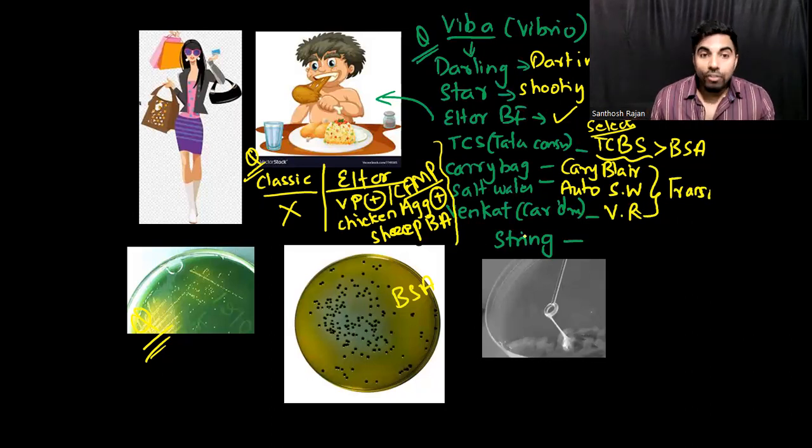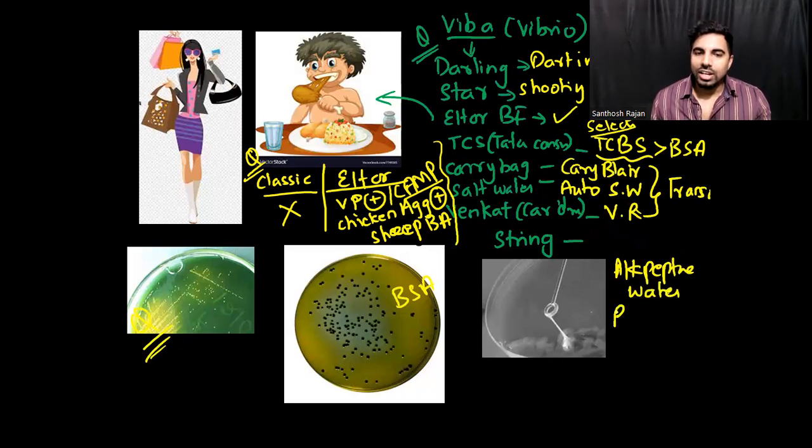Of course, one more thing I forgot. For her face to glow before the string test, what does she use? She uses alkaline peptone water, and rice water. She drinks alkaline peptone water, rice water for her beauty. Beauty means, for enrichment. Alkaline peptone water is an enrichment media.